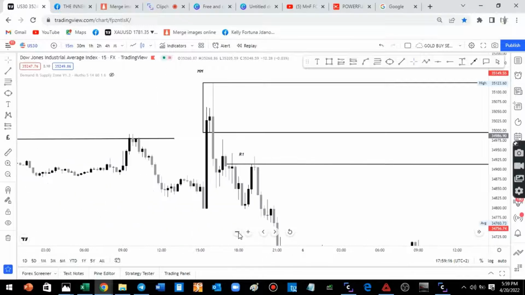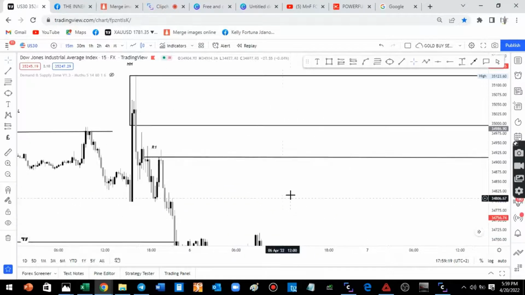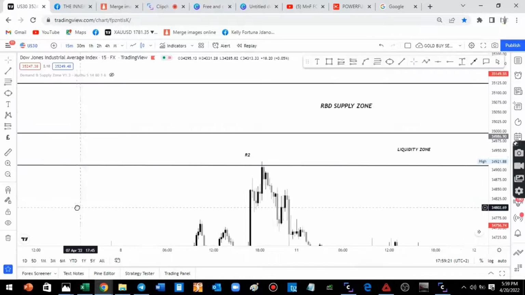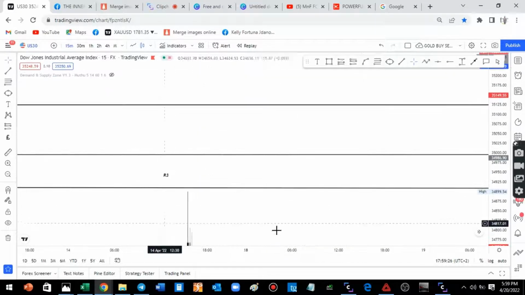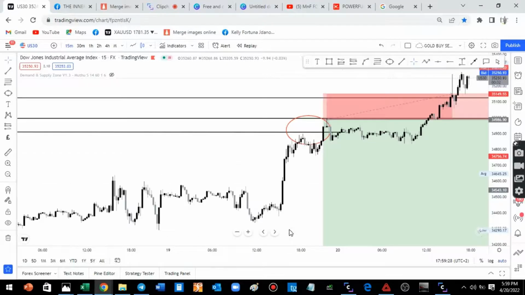And if we zoom out again, we go to exactly where the market came to. You realize that the market actually just came and touched our zone, right? It came and just touched our zone, and then you can see right here.